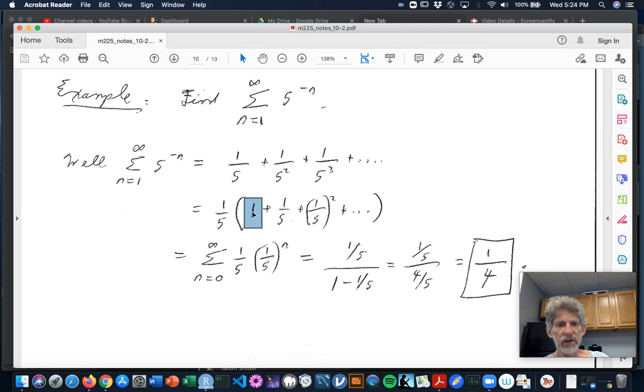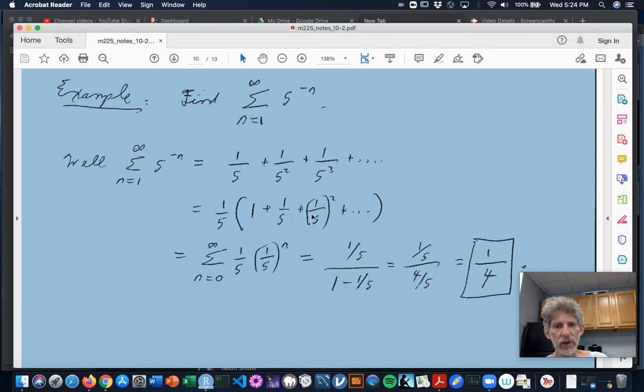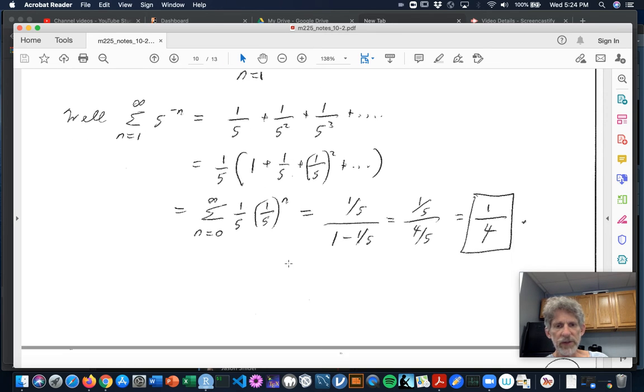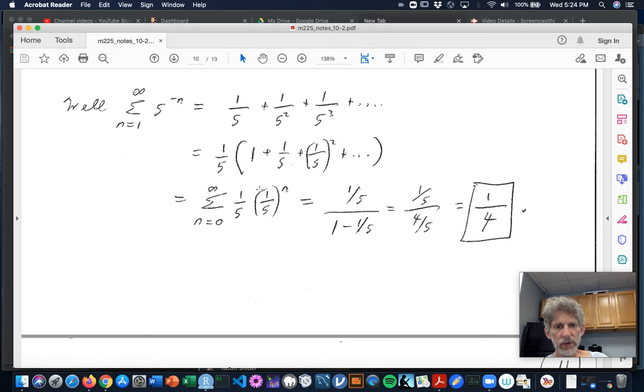This is a fifth to the 0. This is a fifth to the 1. This is a fifth to the 2, and so on. And so what we're really looking at is the sum, little n goes from 0 to infinity, of 1/5 times 1/5 to the n. Geometric series, ratio less than 1 in absolute value, converging therefore to c over 1 minus r, 1/5 over 4/5, simplifies to 1/4 if you like.